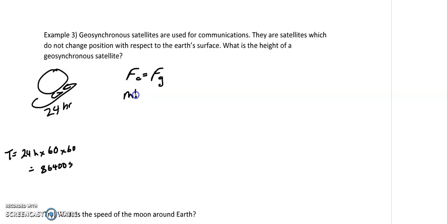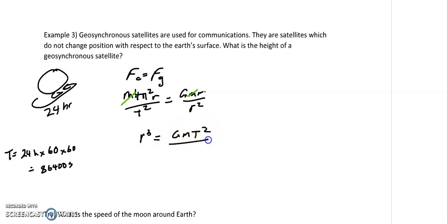m 4 pi squared r over t squared is equal to GMm over r squared. And we're looking for the radius. The mass of the satellite cancels out, which is handy because we do not have that. And as we isolate r, we get r cubed is equal to GMt squared all over 4 pi squared.